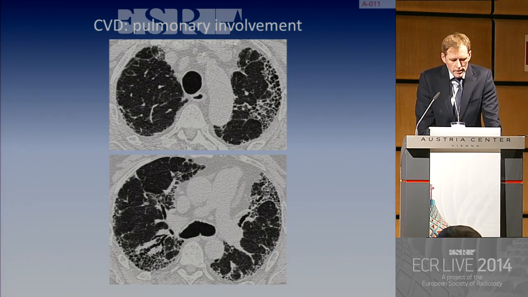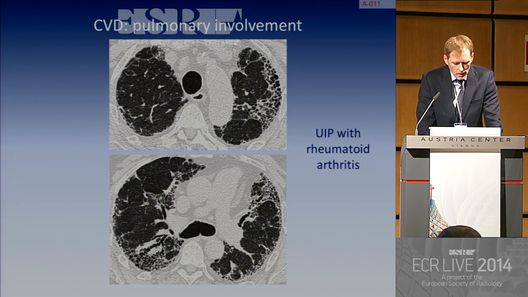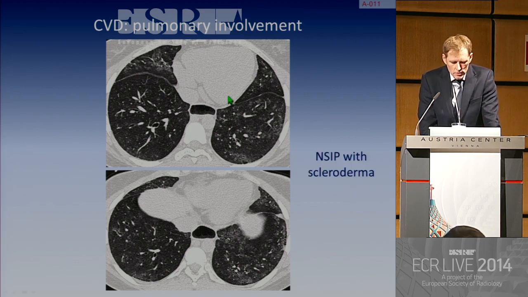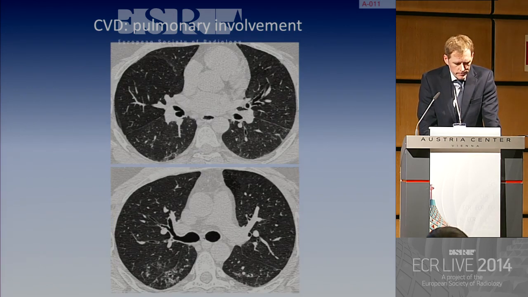So looking at pulmonary involvement of collagen vascular disease, we look at different entities or morphological patterns that we should know about from the ATS classification. This, for example, is a UIP with rheumatoid arthritis. This CVD is pulmonary involvement, and we look at whether we can see any signs of systemic disease or other involvement, such as the dilated esophagus in a patient with NSIP and scleroderma.